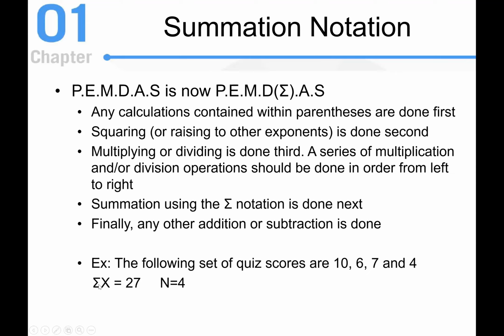This question is asking, hey, I want you to sum the scores designated by X, right? So I want you to add up all the scores. Well, then you just add up 10 plus 6 plus 7 plus 4, and that's going to give you 27. All right. We're going to do some more problems with this because it can get a lot more complicated, but not something that is actually difficult. Just takes practice.